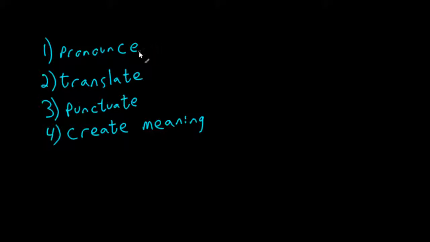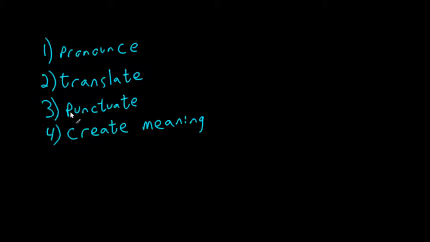Pronounce, be able to read the words properly. That's pronounce. Then we have translate. Get the literal definition of every single word individually, each word by itself. Then punctuate it. Using your definitions of the words, you'll try and figure out how to punctuate it properly, and your knowledge of English or other languages will help with this. And then create meaning from it.